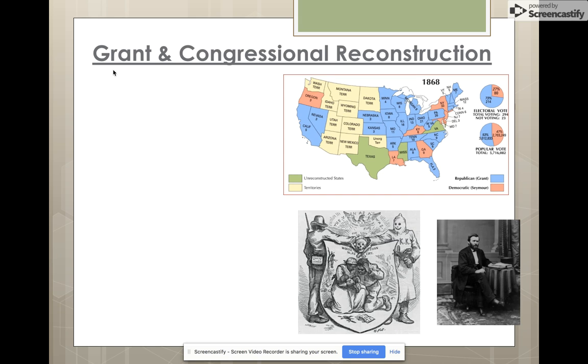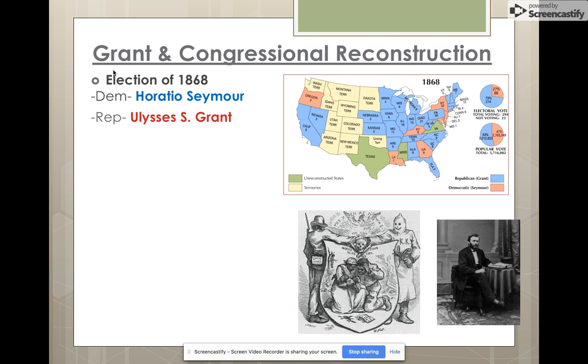So we'll be continuing looking at Reconstruction in the later rounds of Congressional Reconstruction and the election of Ulysses S. Grant as president in 1868. So in 1868, you've got the Democratic candidate Horatio Seymour going up against the former Union general and very popular Ulysses S. Grant. The real takeaway here is that Grant has no political experience whatsoever. However, of course, we know being a famous general from a war can help you out significantly.